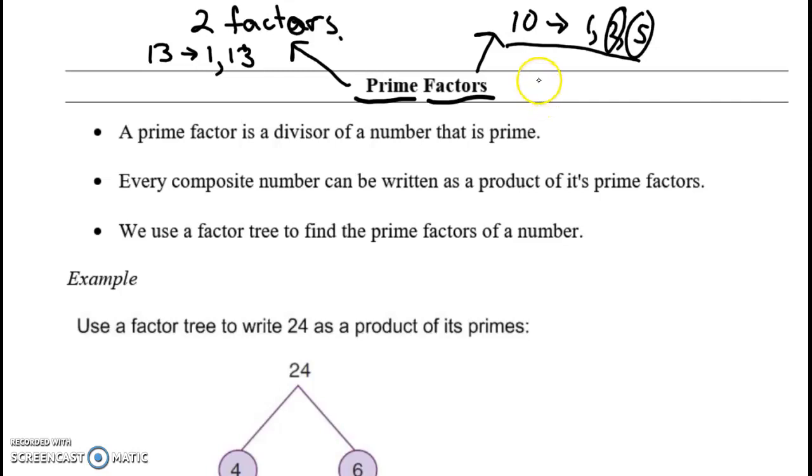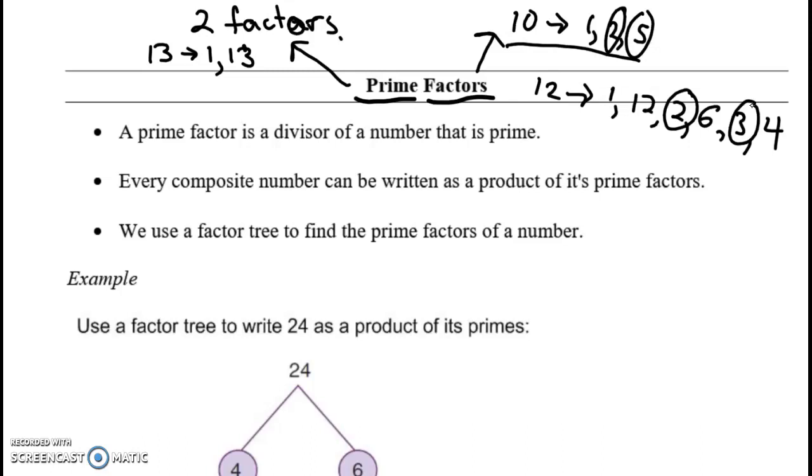Let's just say we took 12, looked at the factors of that: 1, 12, 2, 6, 3, 4. So what are the prime factors there? Well, we can see that 2 is a prime number and 3 is a prime number. They're the only prime numbers there, and so they're the prime factors. And so we're going to be expressing numbers as a product of prime factors.